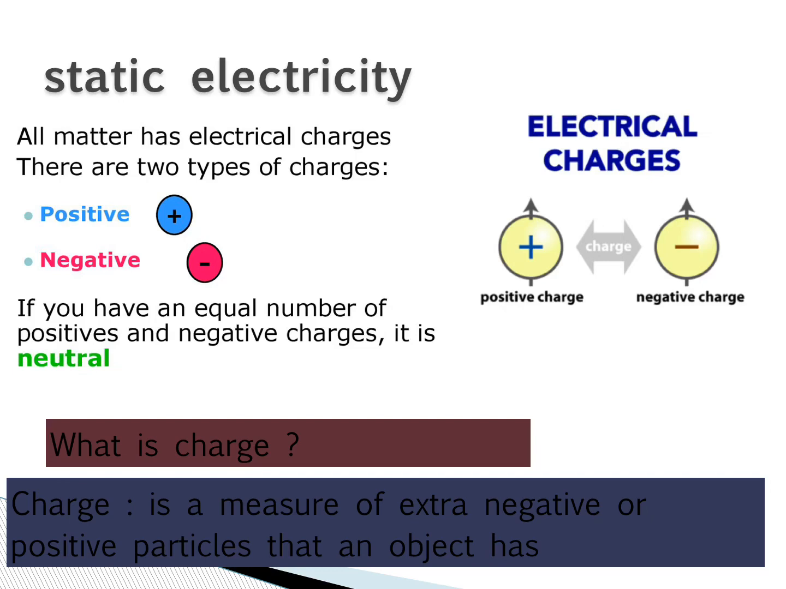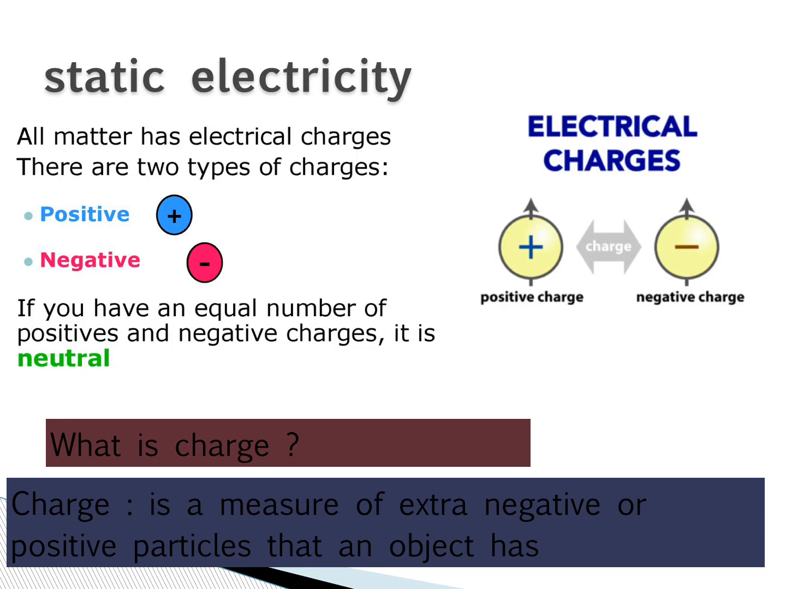Matter in an object normally has equal numbers of positive and negative particles. Remember, matters in any object around you usually have equal numbers of positive and negative particles. It is neutral. So let me ask you another question. What is a charge? A charge is a measure of extra negative or positive particles that an object has.